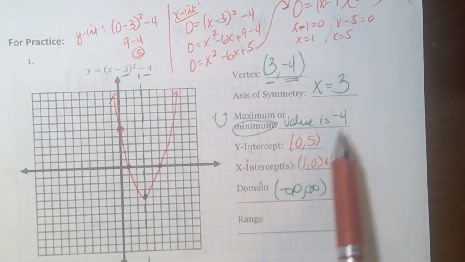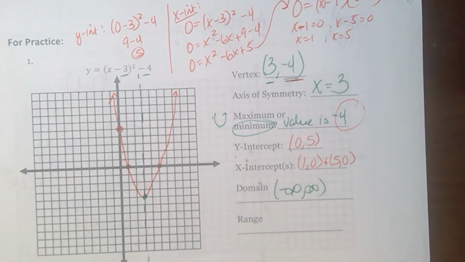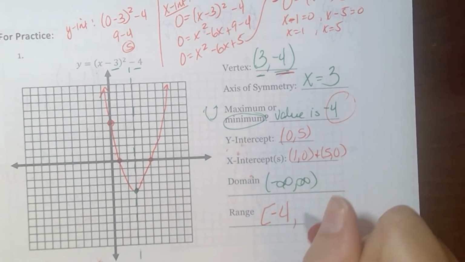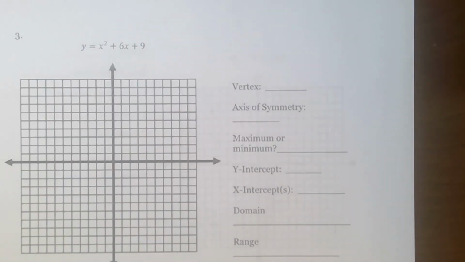Okay, my range is based on that minimum value, the y-coordinate from the vertex. The lowest point on my function is -4, and it goes up to positive infinity. Like I said, we're just going to do the odds and leave the evens for you to do on your own. So let's move to number 3.